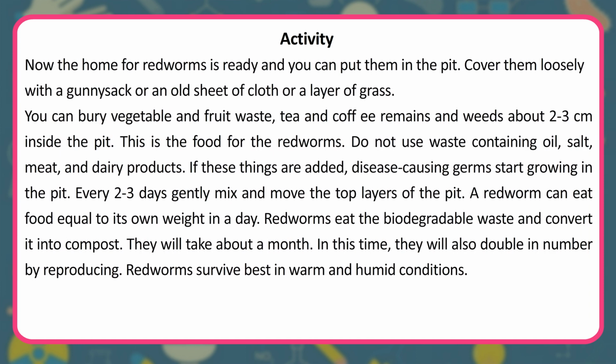Now the home for redworms is ready and you can put them in the pit. Cover them loosely with a gunny sack or an old sheet of cloth or a layer of grass. You can bury vegetable and fruit waste, tea and coffee remains and weeds about 2-3 cm inside the pit. This is the food for the redworms. Do not use waste containing oil, salt, meat, and dairy products. If these things are added, disease-causing germs start growing in the pit.